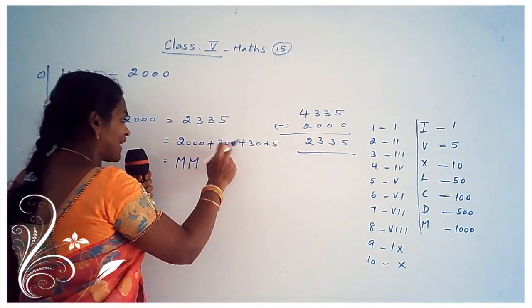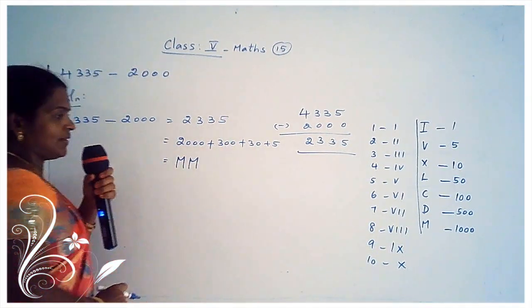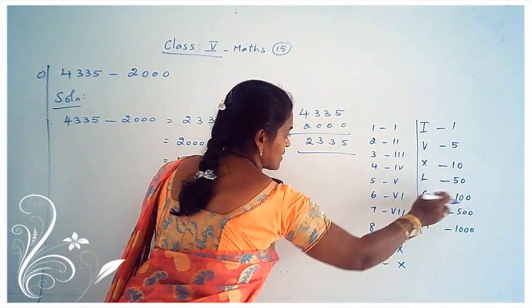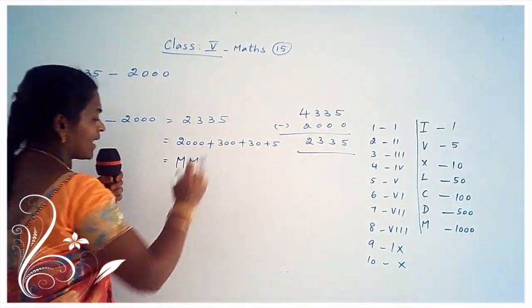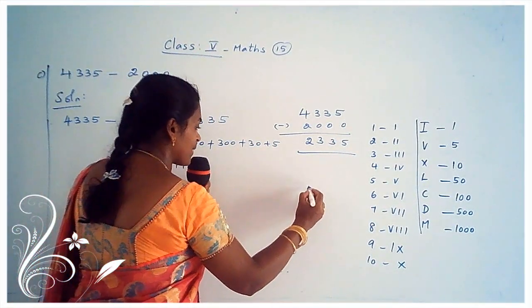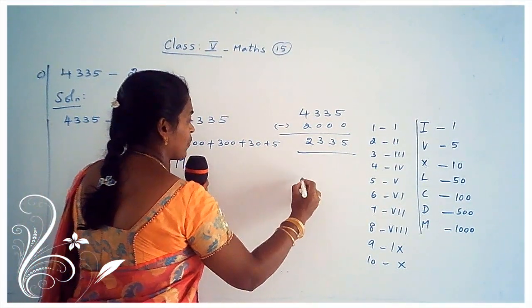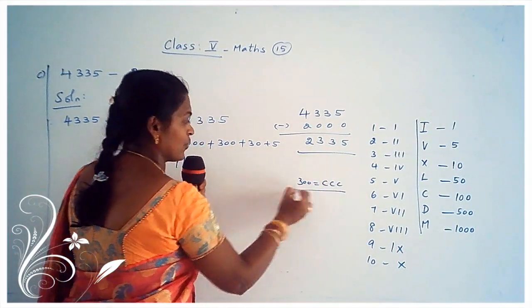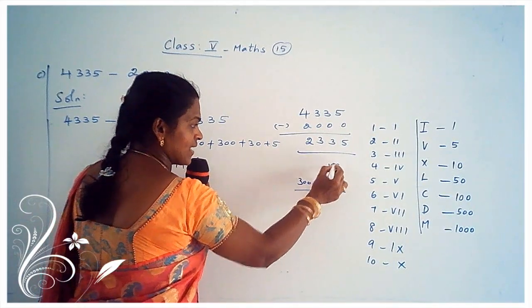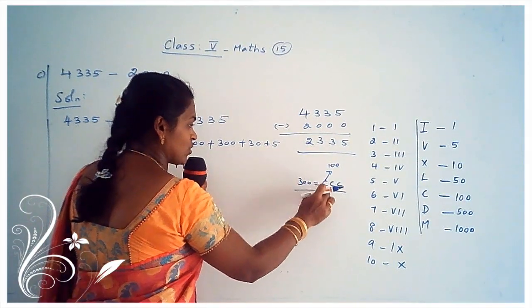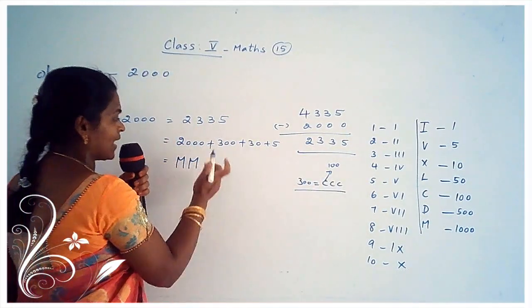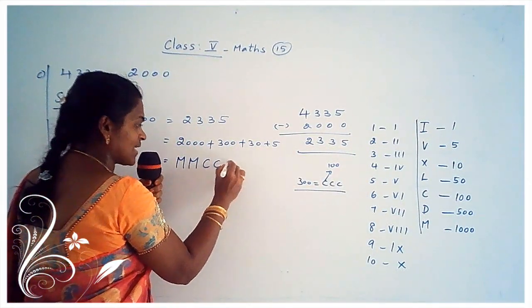Now you come to 300. Here 100 stands for C. Okay, here 100 stands for C. So 300 means 3 times C. Okay, so that's why 300 means C, C, C. Okay, children, C stands for 100. But we need 300. So 3 times C will come. Okay, so C, C, C. So 300 means C, C, C.